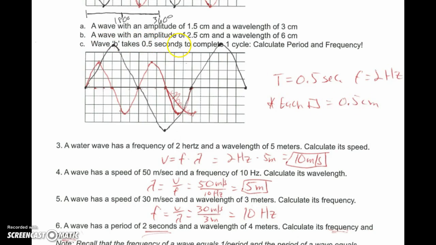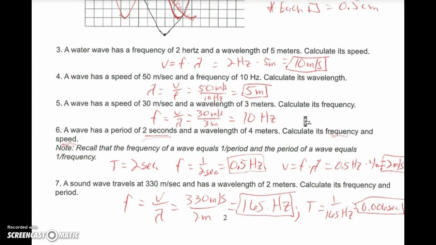So wave B takes 0.5 seconds to complete one cycle. What is the period? Well, the period is 0.5 seconds. And the frequency, well, 1 over 0.5, it's a frequency of 2 hertz. Moving on, let's solve the problems at the bottom of this page.